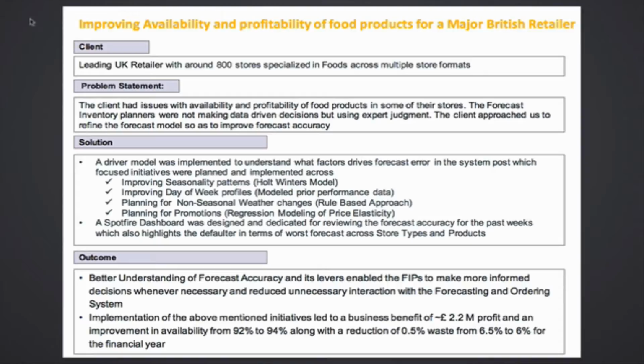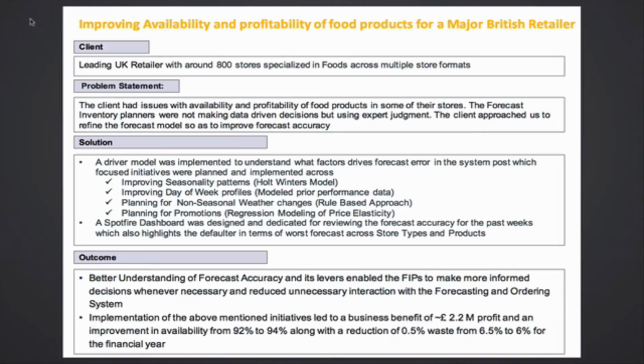Moving on to the solution framework and approach. A forecast error driver analysis was performed by using sales data at a store, product, date level for the last 48 months. Using this driver analysis, 4 major drivers of forecast inaccuracy were identified. They were seasonality, day of week, promotions, and weather impact. For each of the drivers identified, separate initiatives were kicked in to improve the forecast accuracy.